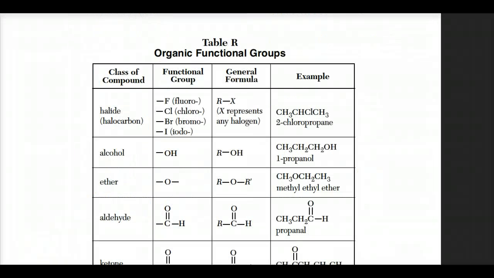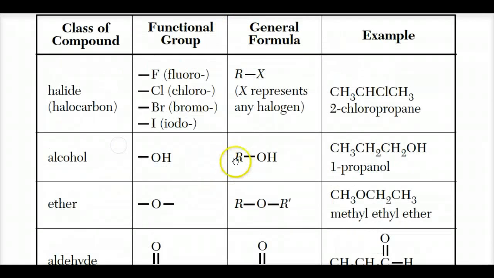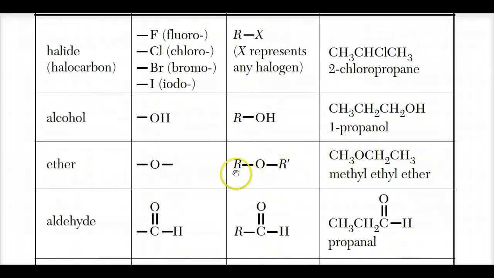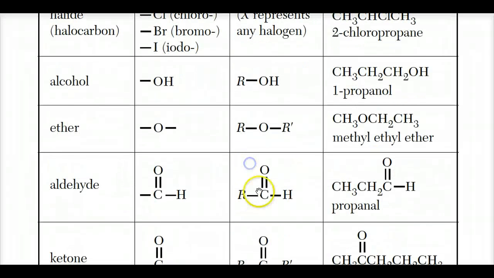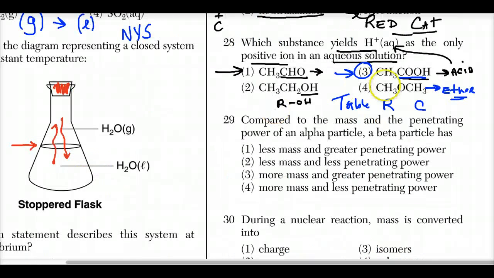Let's go to Table R. Table R lists the functional groups. There's the alcohol. R is the rest of an organic compound. It's not a base. Ether is on either side of a single-bonded oxygen. Aldehyde is CHO at the end. And the organic acid has its COOH at the end. And that's how you know that was the acid. And acids, of course, are electrolytes. They love to pick on the acids. So, of course, the organic acid is the answer.